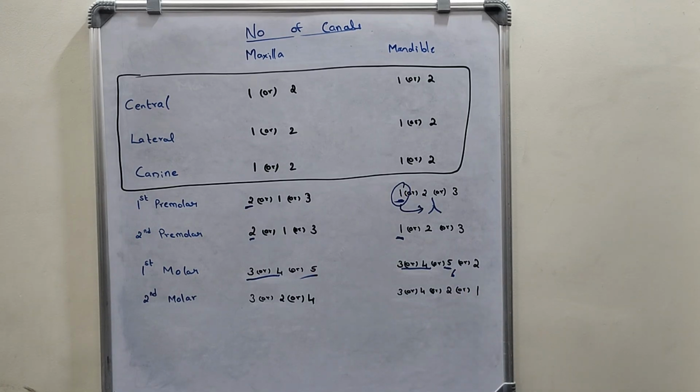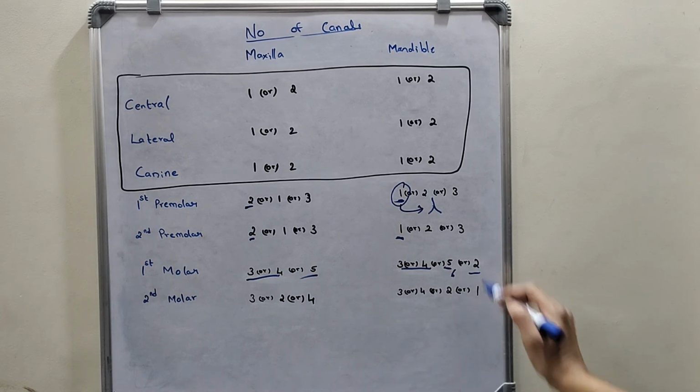And also there is another rare form in case of the lowers, which is only 2 canals present. In those cases it will be one mesial canal and one distal canal, which has less than 1% incidence. So all of these are the variants in case of your lower first molars.